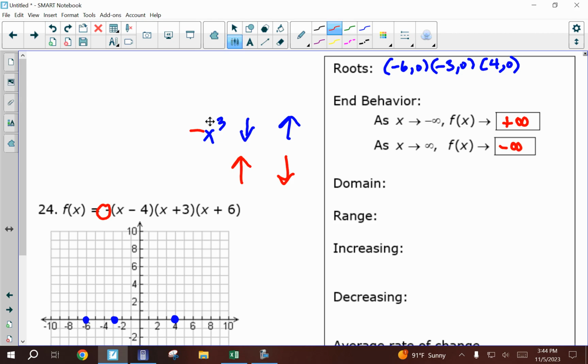Now, another thing to note is any x to the third graph, anytime it's an odd exponent, your domain and range will always be negative infinity to infinity. So that goes for both the domain and the range.